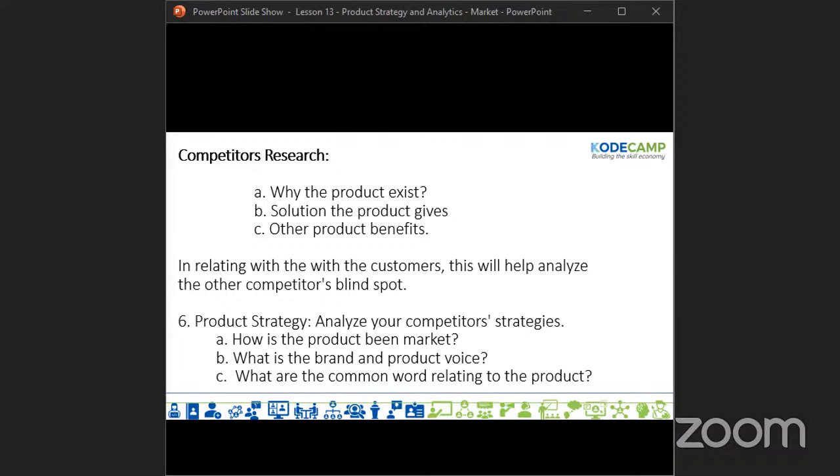And we want to put in mind how the product is being marketed. So what is their marketing strategy? What is their launching strategy? How do they even launch the product? What is their growth strategy? What is the brand and the product voice? And that is very important.